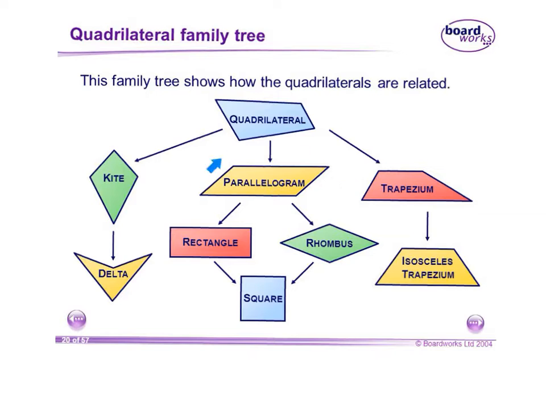So this is a special family. These three are all examples of parallelograms. They're all special examples of parallelograms, and a square is a special example of a rectangle. We also have the kite here and a delta shape.